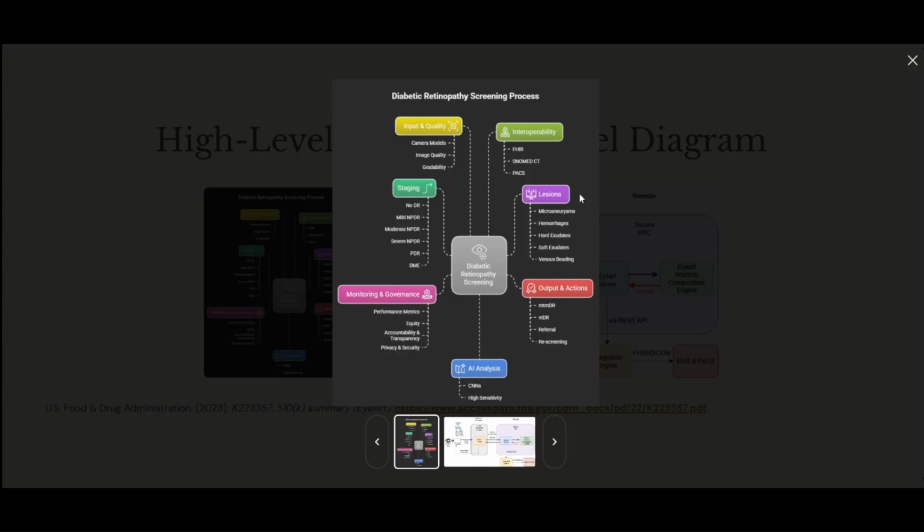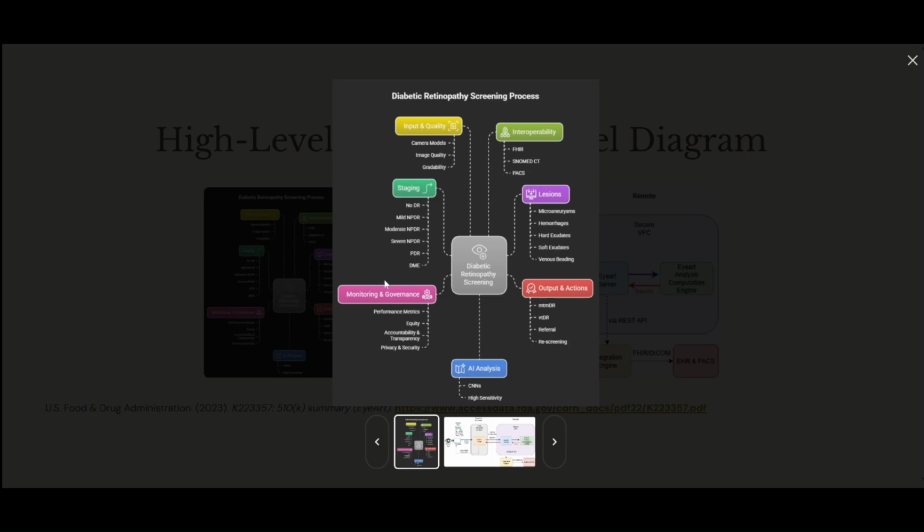Lesions cover the visible signs in the retina such as microaneurysms, hemorrhages, and the different types of exudates. The AI analysis engine is powered by convolutional neural networks, followed by high sensitivity reports. In the outputs and actions domain, we cover the components returned by the system, such as MTMDR, VTDR, and referrals. The entire system will follow interoperability standards such as FHIR, SNOMED CT, and PACS.